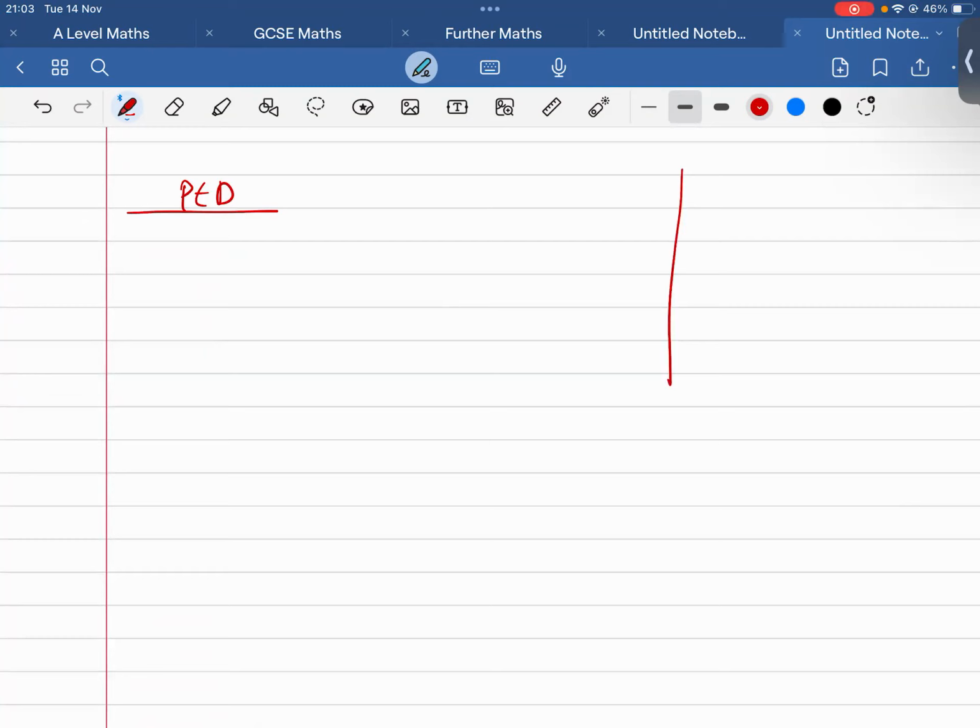So demand is always downward sloping, but it's basically telling us how downward sloping it is. Which one of those graphs do you think is elastic and which one is inelastic? The flat one or the steep one? The steep one would be elastic and the flat will be inelastic? No, the flat one is elastic.